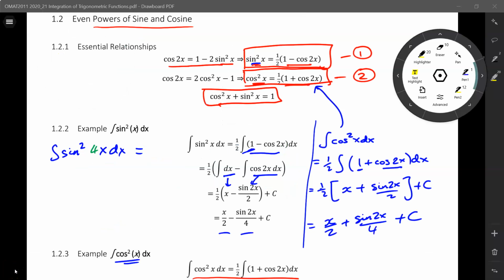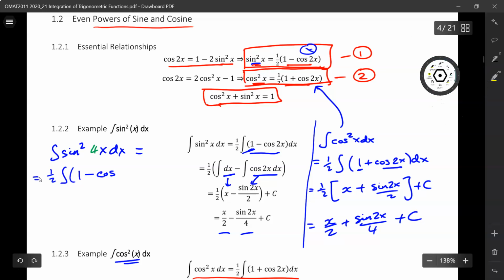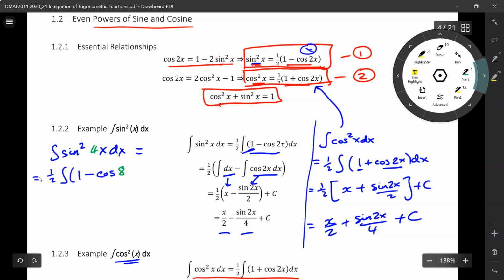So we're looking at this one. Sine 4x to be squared, so that is equal to a half times the integral of 1, and the sine one is the first rule up here, so it's minus cosine, and it was 4, so it has to be doubled, so it's now 8x, like that, dx.